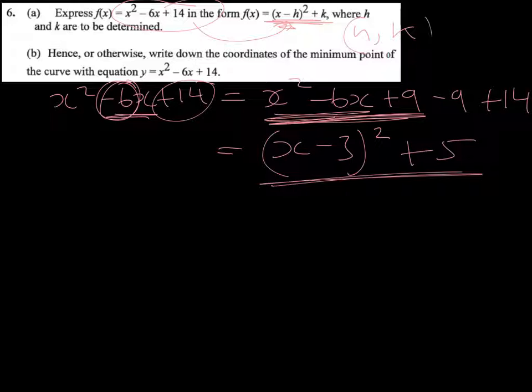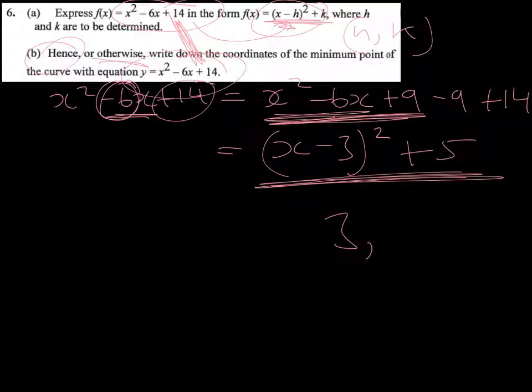So in part B it says hence, which means you should really be referring to your answer in part A, or otherwise, i.e. there are other ways of doing it, write down the coordinates of the minimum point of the curve with equation. So we've got the same equation here, so we've already completed the square and got it in vertex form. So we said here the coordinates would be h, k. If this is our vertex form, the coordinates will be 3 and 5.